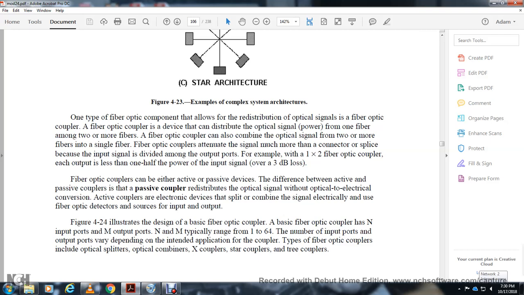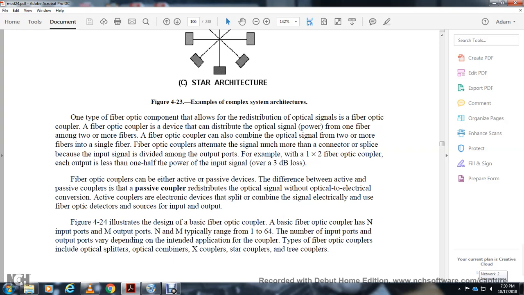The active coupler splits and combines the signal electrically and uses the fiber optic to control the input and output. Figure 4.24 shows the illustrated design of a basic fiber optic coupler. The basic fiber optic coupler has input ports and output ports, typically ranging from 1 to 64. The number of input and output ports varies depending on the intended application of the coupler.